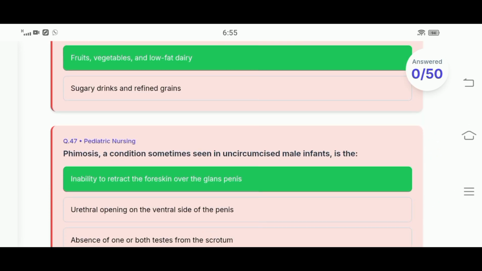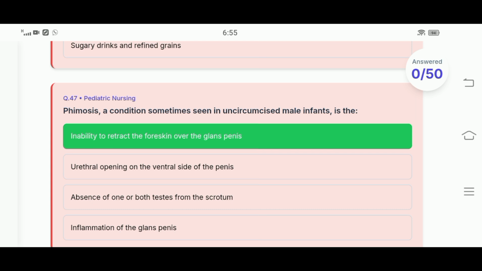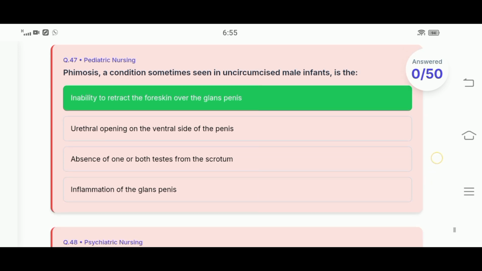Next, 47. Pediatric nursing. Phimosis, a condition sometimes seen in uncircumcised male infants, is the, options are A. Inability to retract the foreskin over the glans penis, B. Urethral opening on the ventral side of the penis, C. Absence of one or both testes from the scrotum, and D. Inflammation of the glans penis. So the correct answer is A.